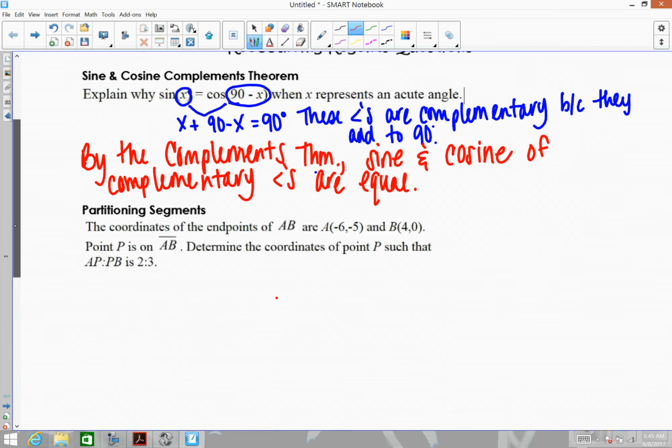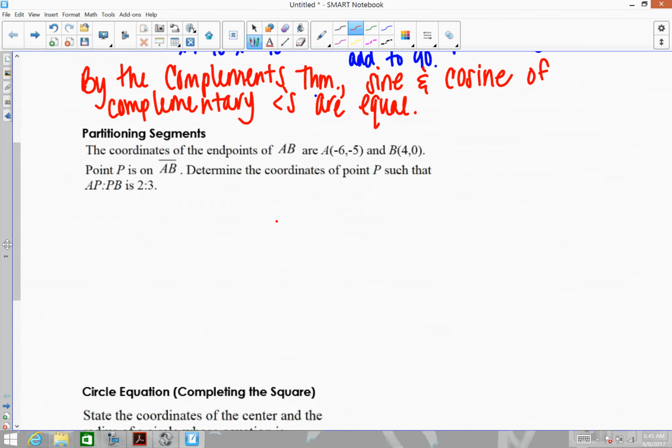The next type of question is the partitioning question, when you partition a segment. So this is something that keeps coming up on exams. For this one, you can do it graphically. The only caution is what happens when the change between the x's or the change between the y's is going to be a decimal. So I really want you to be able to do it algebraically. What I always want you to do is draw out this picture first. So we have 2 to 3, so that means that there's going to be 5 parts.